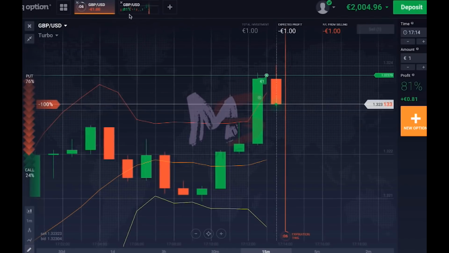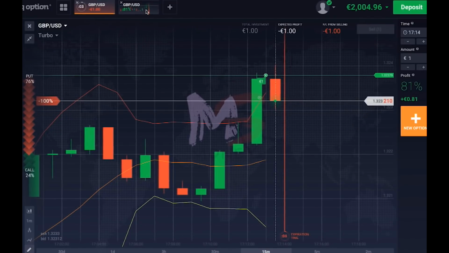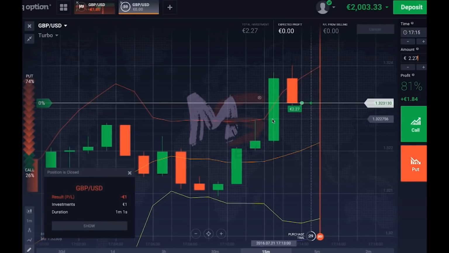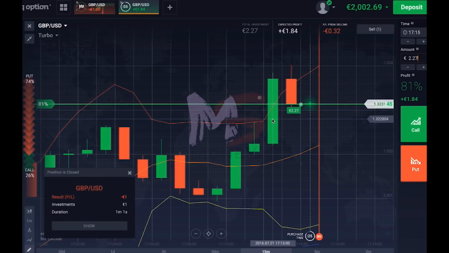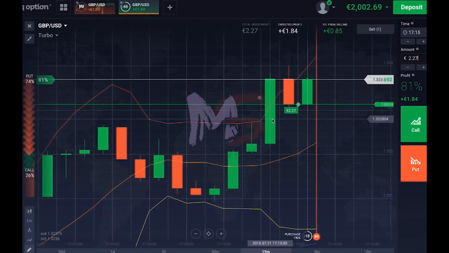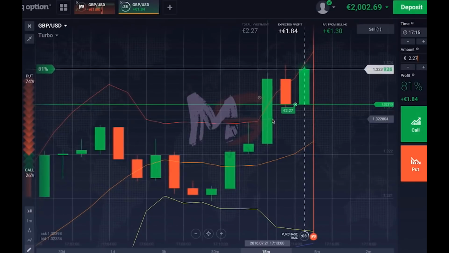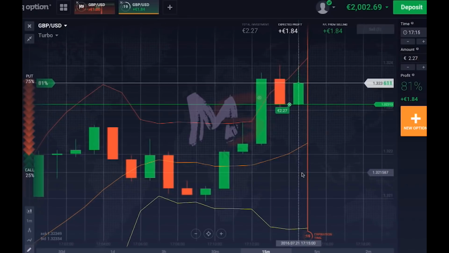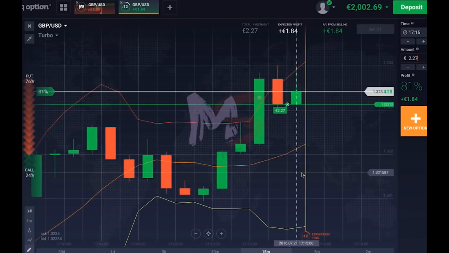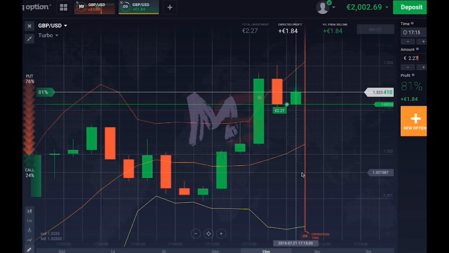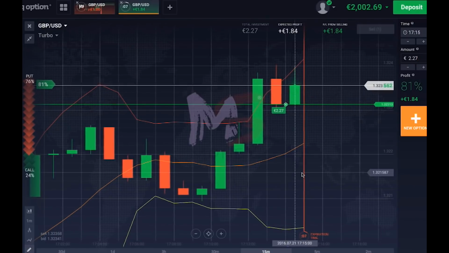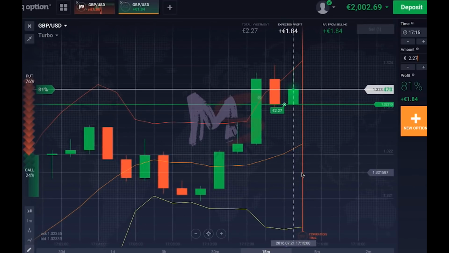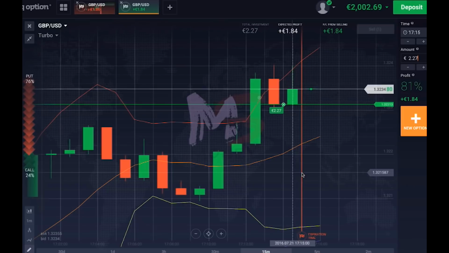Okay. As you can see, we are going out of the money, so I am just ready to raise with 127% of €1. I invest on call. Very well. Another in the money.